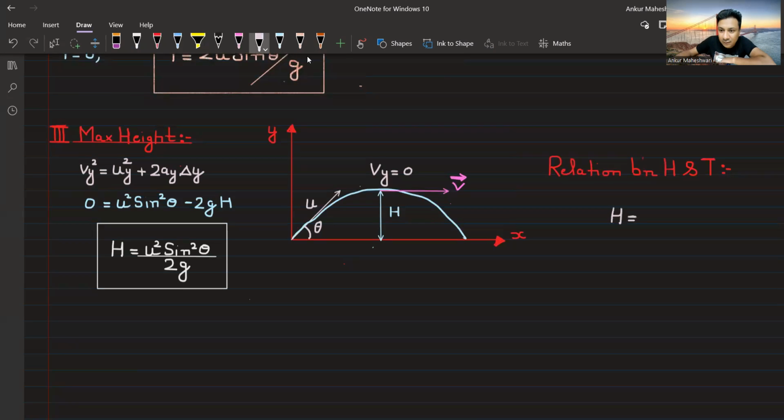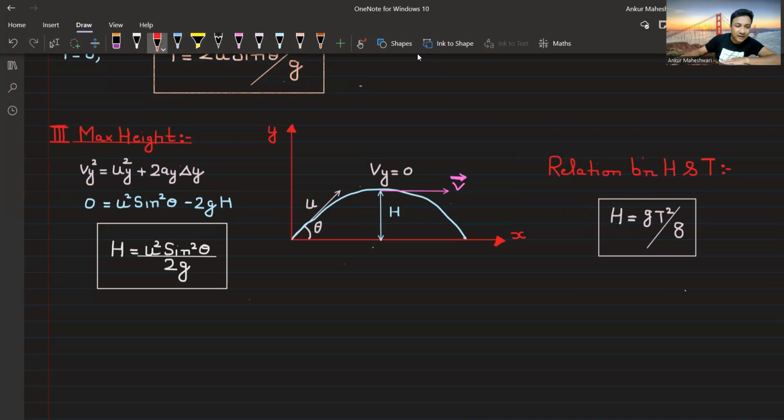So the relation that you can get between h and t is h equals g t square upon 8. Okay. So this is the relation between the maximum height and the time of flight. So h equals g t square upon 8. All right.